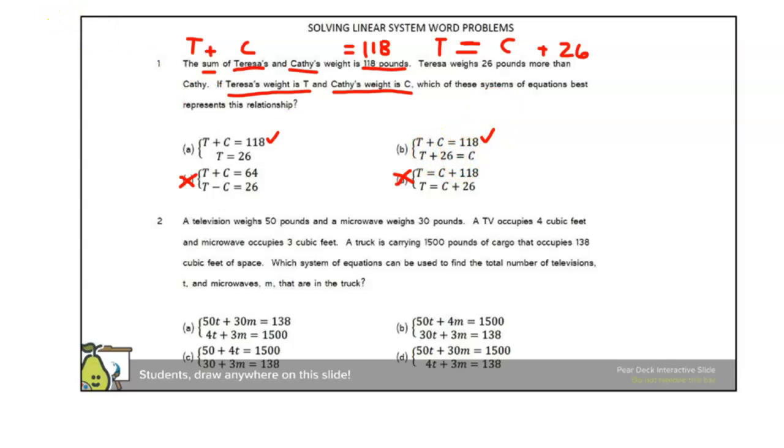Let's fix this real quick. I'll make sure to fix that on your document there. All right, so T is equal to 26 plus C. That one's the correct one. This one over here just says T is equal to 26. Teresa doesn't weigh 26 pounds. That's ridiculous, so that can't be it. So the correct answer is choice B.